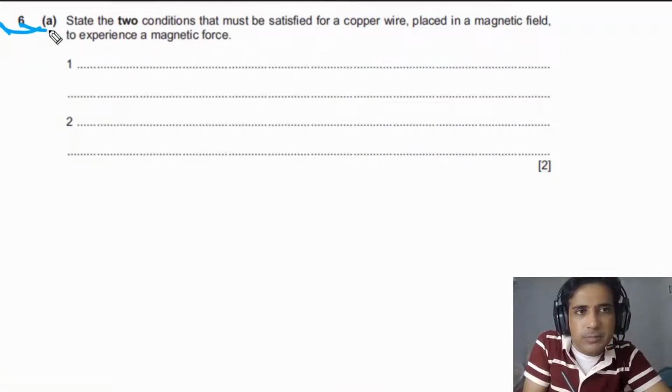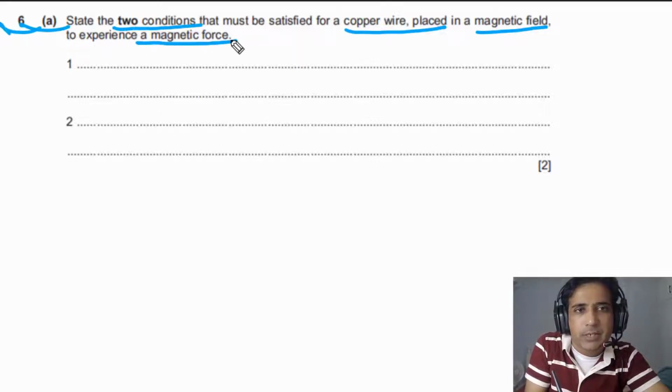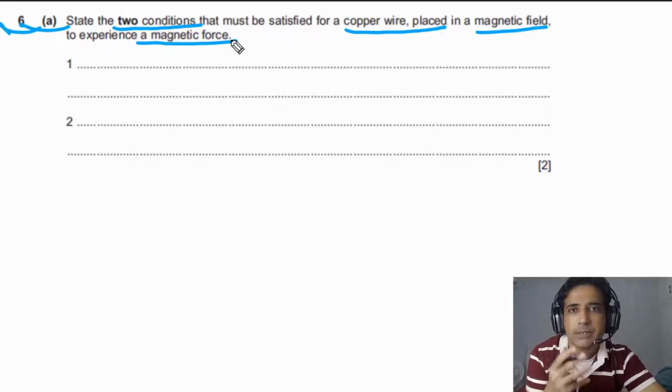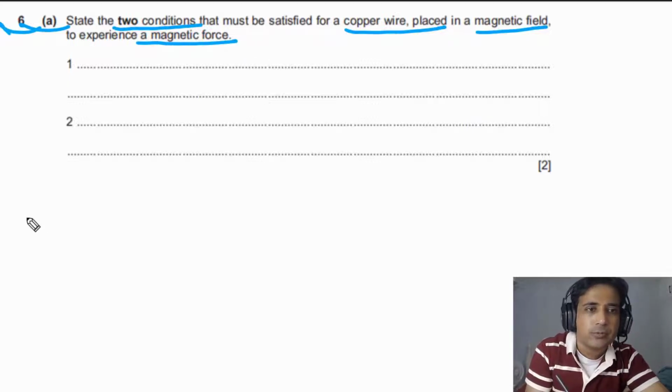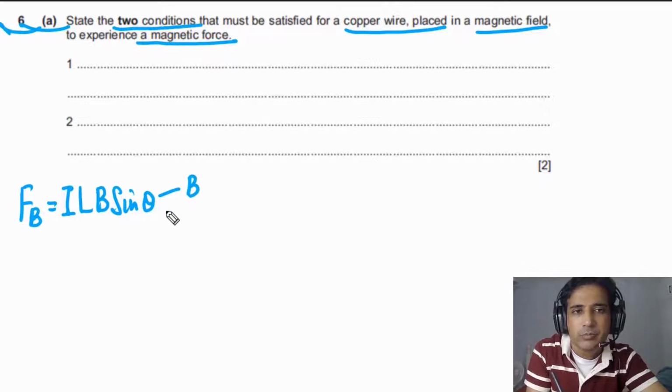For question number 6, part A, we need to state 2 conditions that must be satisfied for a copper wire placed in a magnetic field to experience a magnetic force. Let's try to understand this with the help of the magnetic force equation. This question is simply asking when a wire placed in a magnetic field will experience a magnetic force. The magnetic force F_B is equal to I times L times B times sine of theta, and theta is the angle between B and L.